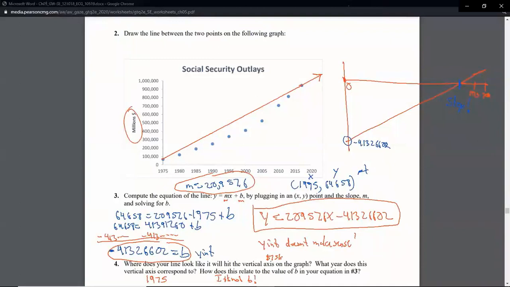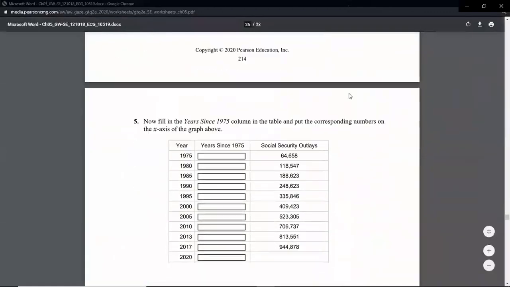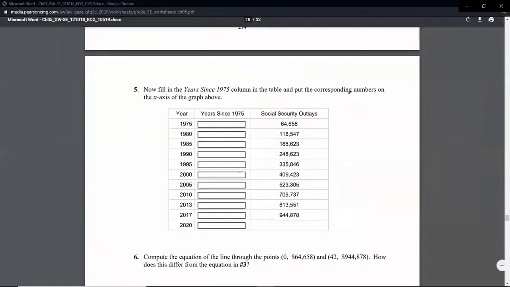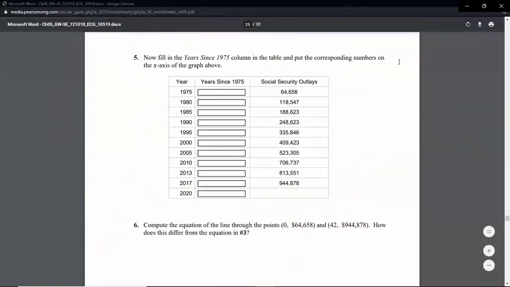Okay, so let's clear our screen. Again, I hope you wrote that equation down, because it's going to come up again. Maybe not, at least we'll compare to it. Now fill in the years since column. There was a column here that was blank above, and now we're going to fill it in. This column we want to be the years since 1975. This is going to go pretty quickly. It's pretty easy to do.